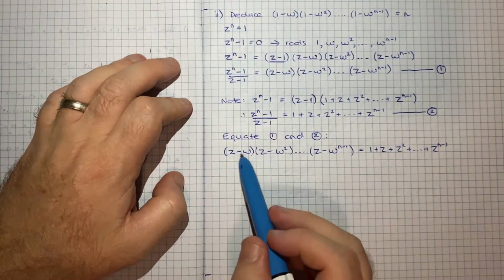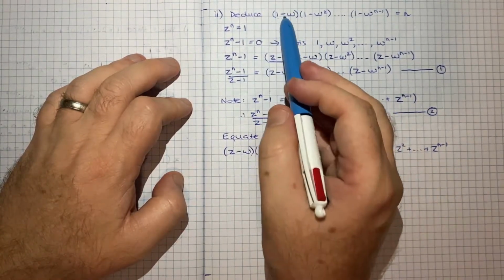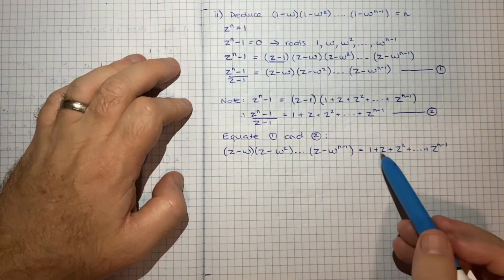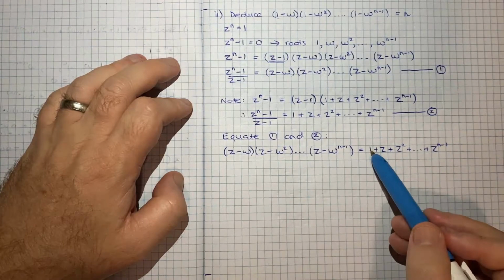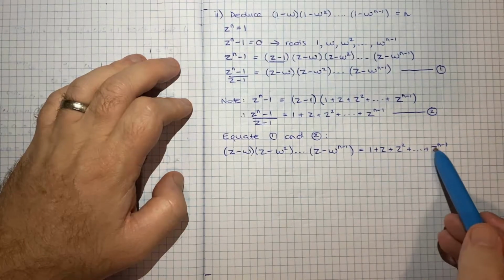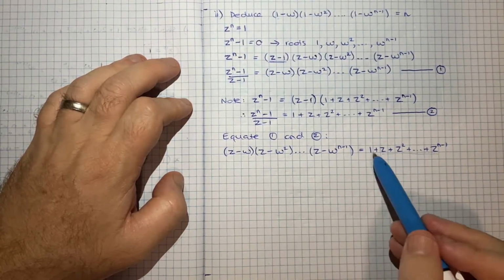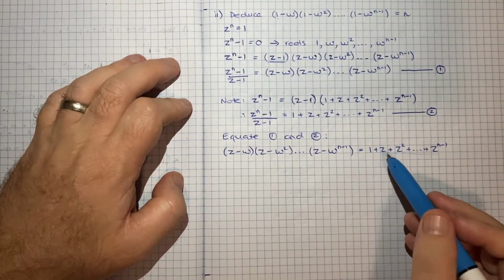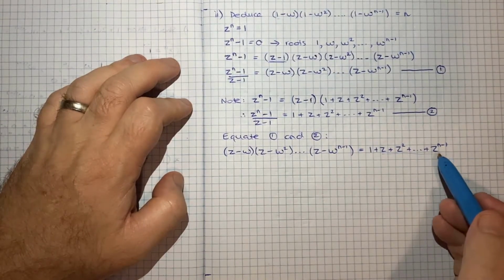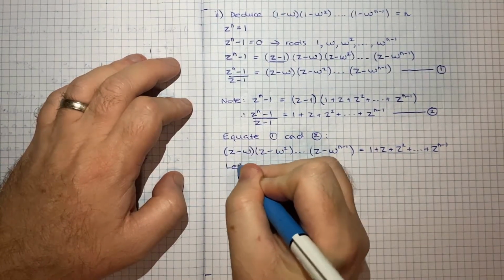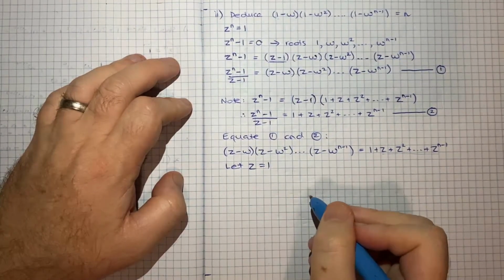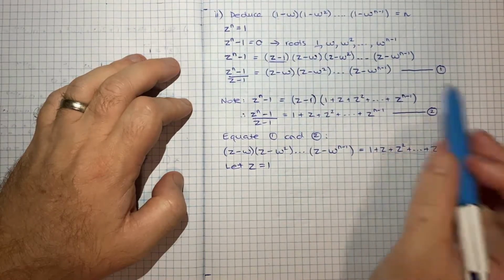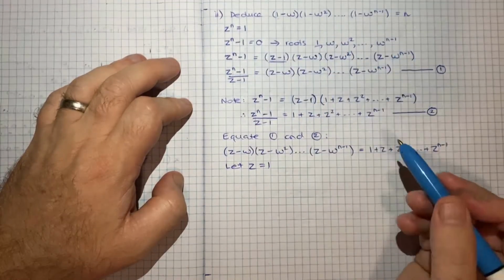And hopefully you see here on the left-hand side, it's very similar to what we're being asked to deduce. And over here, I'm adding up n things, because it's 1 and then z up to z to the n-1, so that's n-1 items plus the 1 are n items. So I'm very close. All I need is for z to be 1. So let's just do that. Let's let z equal 1, because we know one of the roots of z to the n minus 1 is 1. So it's a valid thing to let z be 1. It's one of the solutions.